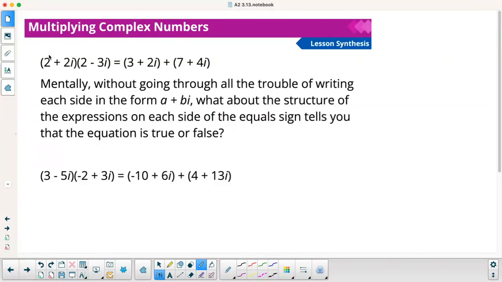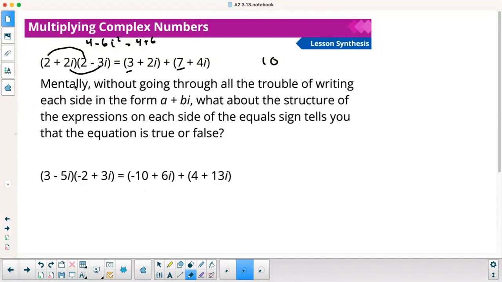You could say the real part is going to come from the 2 times 2, and then the one that'll give you the i squared. So you could check here; you don't have to multiply the whole thing out. You could say, "Oh, 3 plus 7. My real part's going to be 10." Over here, I get 4 when I do 2 times 2, and then this is going to be negative 6 i squared. So that's going to be 4 plus 6, which gives you 10. So the real part checks out.